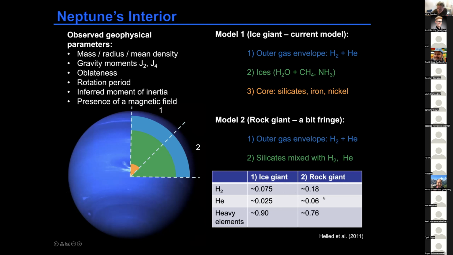There's actually quite a lot of heavy elements in Neptune, probably between 75 and 90%. It's not a Jupiter-like body that's mostly hydrogen and helium. There's quite a lot of other stuff in Neptune that makes it a bit more interesting. Well, I think anyway.